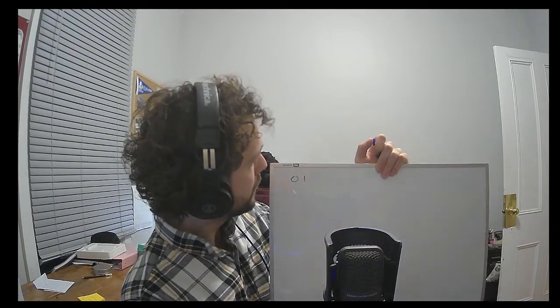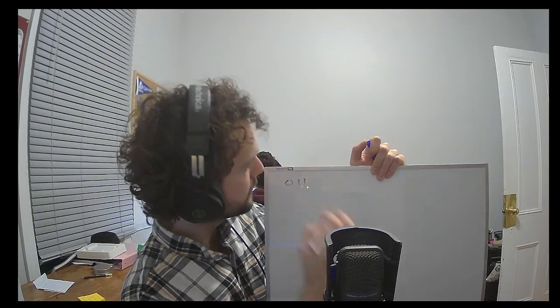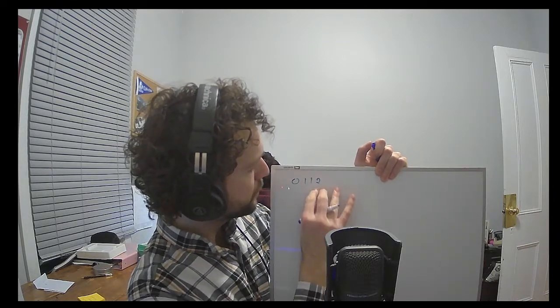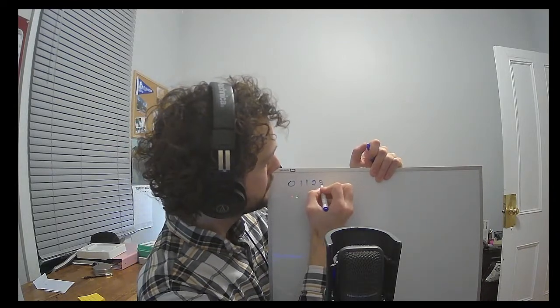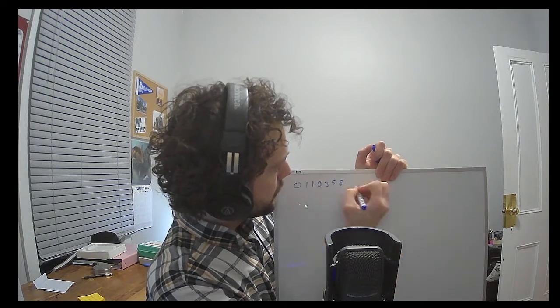And then we continue the numbers in the sequence by adding the two previous numbers together. So we have 0 and 1, we add those together and we get 1. Then we have 1 and 1, we add those together and we get 2. Then we have 1 and 2, we add those together and we get 3. Then we have 2 and 3, we add those together, we get 5. And so on and so forth.